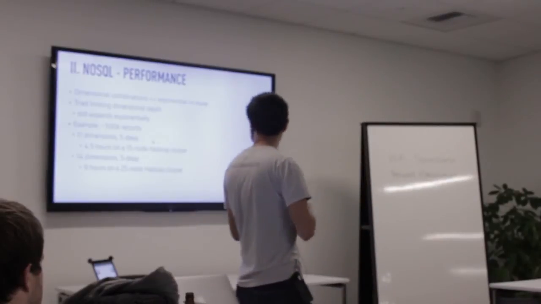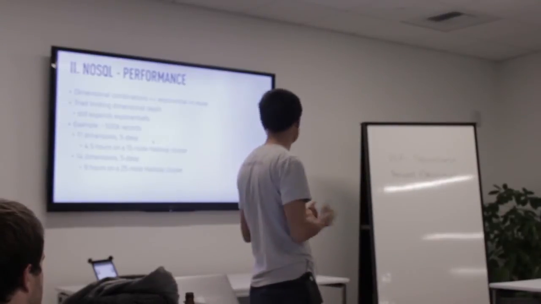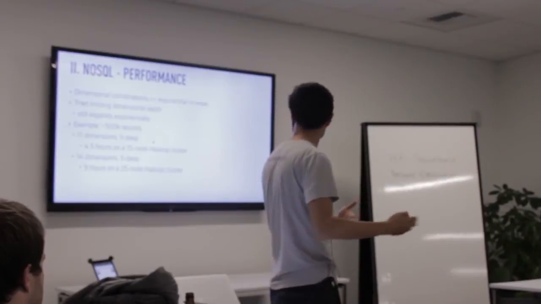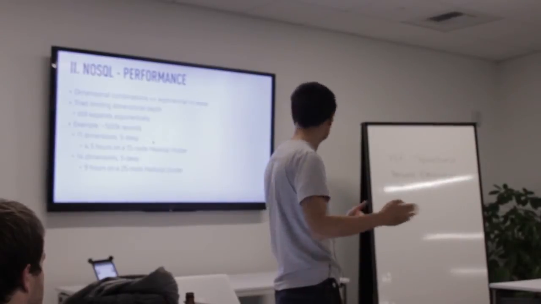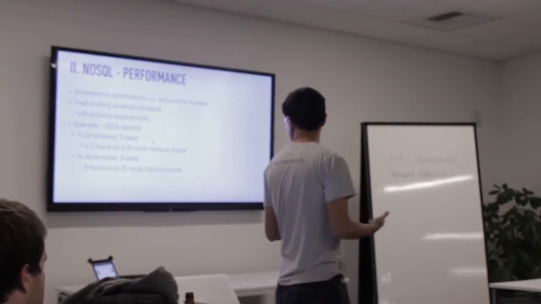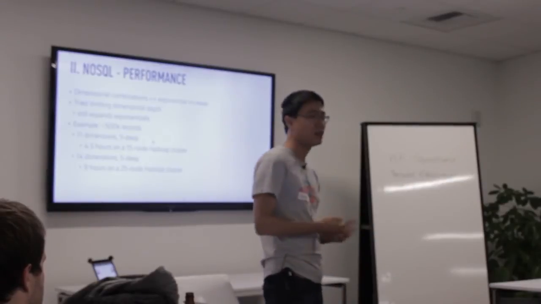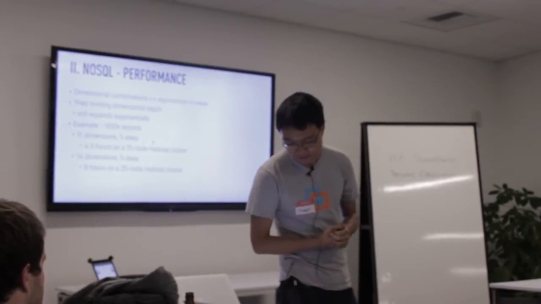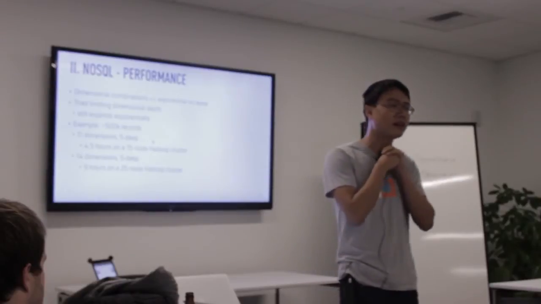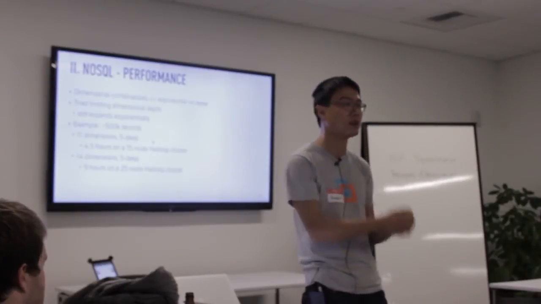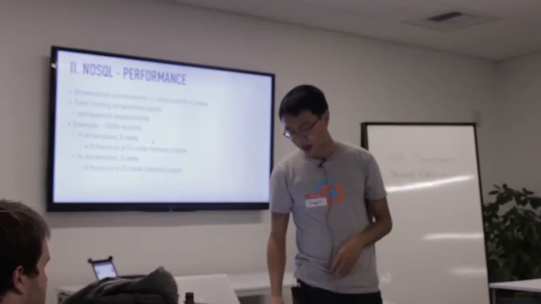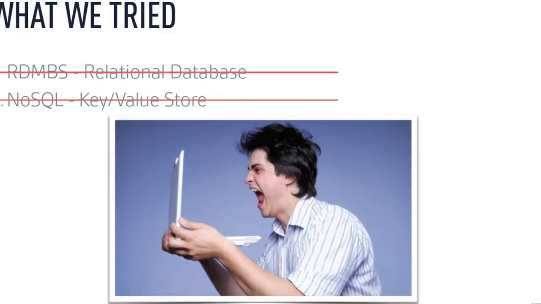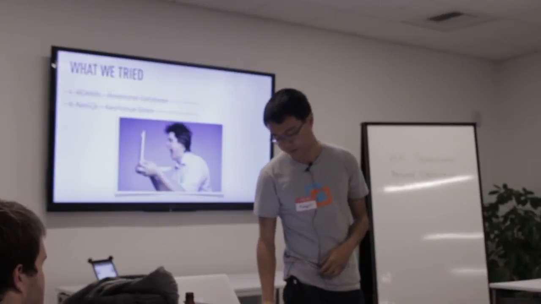Similarly, when that data set increased to 14 dimensions, and we were still limiting our query set and our dimensional explosion, our processing time still took about 9 hours on a 25-node Hadoop cluster. So this was a huge amount of time to be pre-processing data. And we realized that we were going about this problem all wrong, and using a key value store wasn't the correct solution.